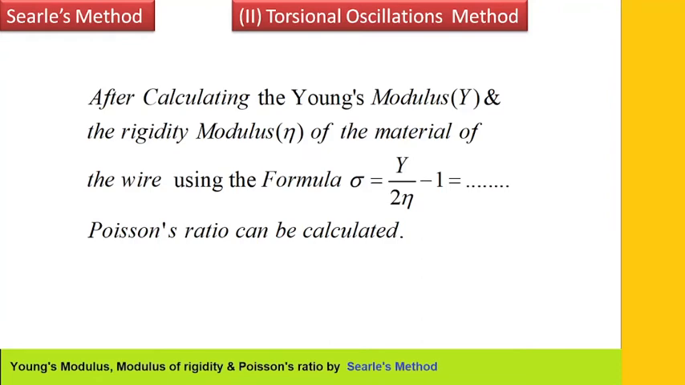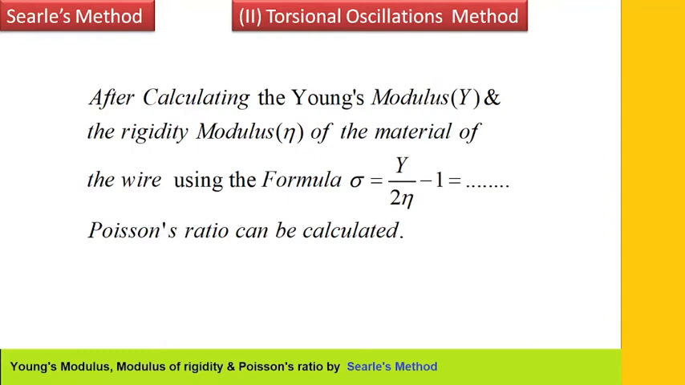So after calculating the Young's modulus and the rigidity modulus of the material of the wire, now using the formula sigma is equal to capital Y divided by twice eta minus 1, we can find Poisson's ratio. So from two methods, the third ratio or third elastic constant, that is Poisson's ratio, is to be calculated. That is sigma, which is equal to capital Y, that is Young's modulus, divided by twice eta, that is 2 times modulus of rigidity, minus 1.